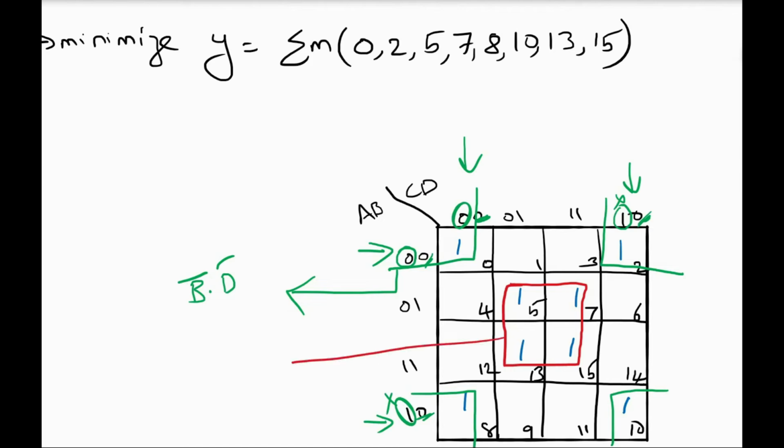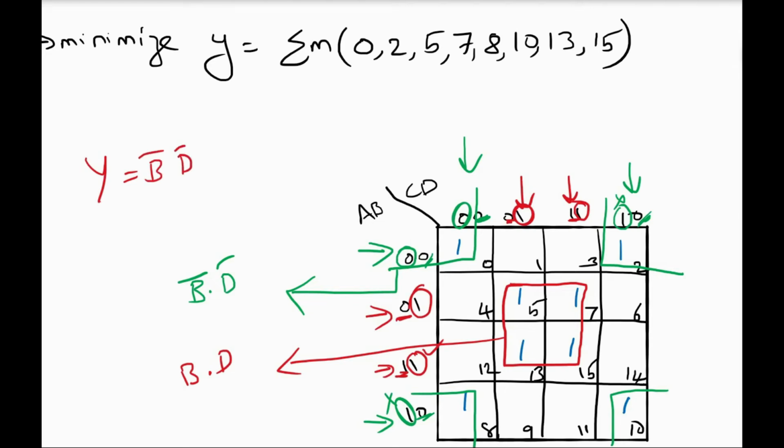Now the red group, second row and third row. Again A is changing, we don't want to take that, but the value of B is same, that is 1. So B multiplied by column value, second column and third column. The value of C is changing again, we don't take it, but we can take D because it is same. So D is 1, therefore it is D. So the final answer y is equal to B bar D bar plus BD.